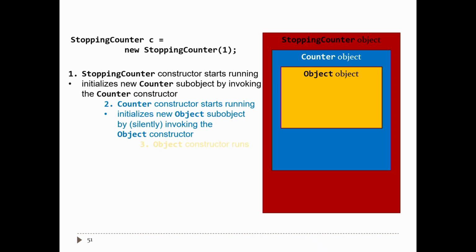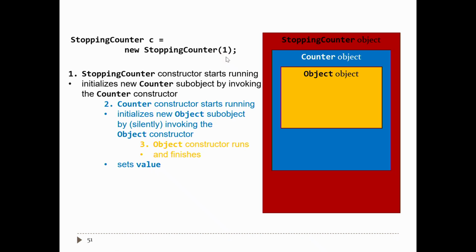I don't know what the object constructor does. It does something, and then it finishes running. So the object part of our stopping counter is now constructed. That means that the counter part of our stopping counter, we can now finish initializing it. So after the call to the object constructor, the next line is this value equals 1, because we're going to set the value to that.